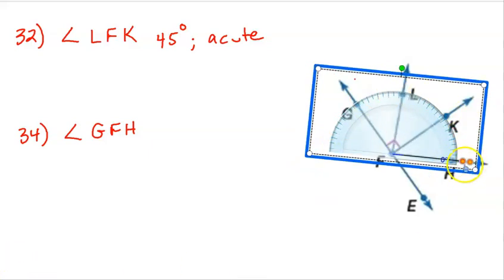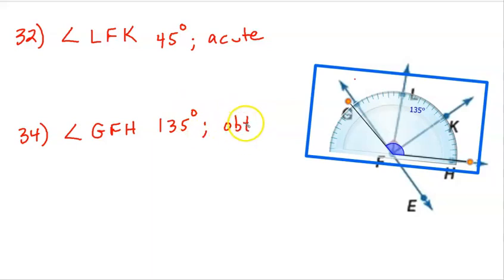All right, and then I'll come over here to G and see what we got. I'm not lined up exactly. It should be 135 degrees. I must be off just by a little bit, but with your protractor, it should line up really well. So this should be 135 degrees, and that means it's obtuse.